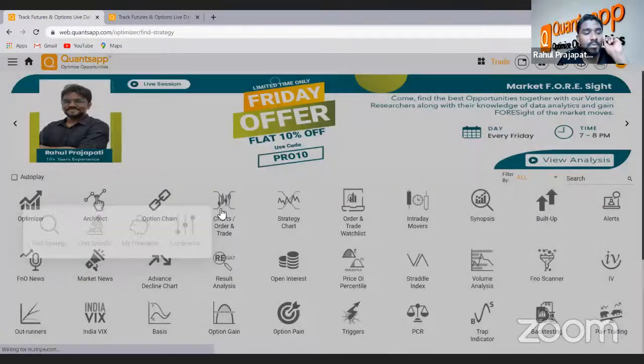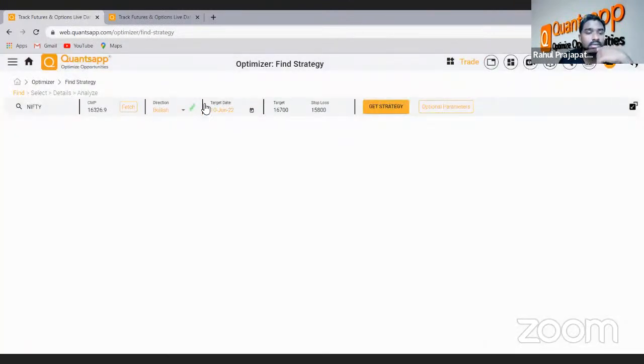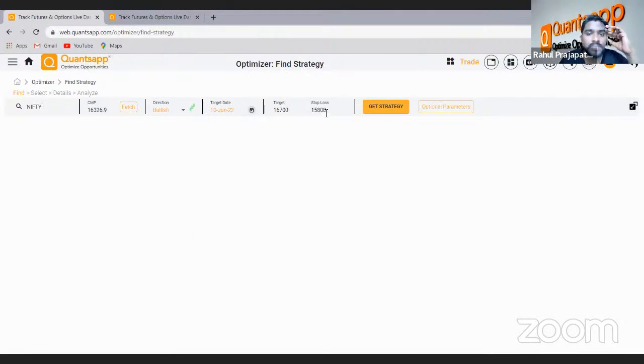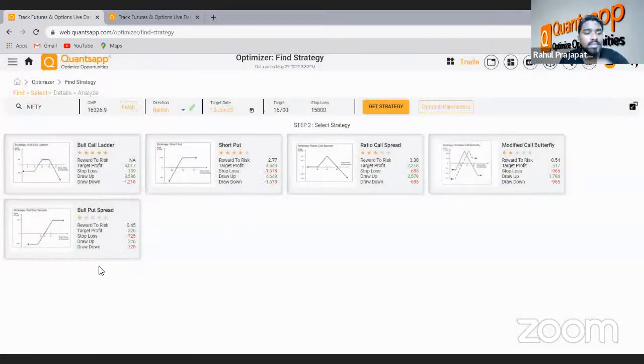So simply you can go and check. Let's say I'm bullish about the market. So we talked about that. Let's say we are bullish till, let's say, 10. So this is my target and this is my stop loss. Simply you can go and click on this, and you'll get this strategy.